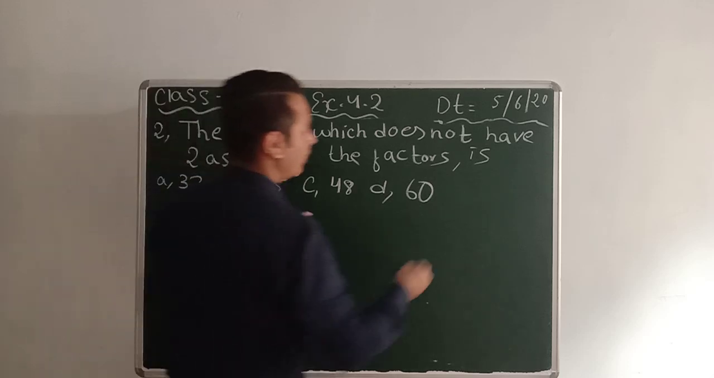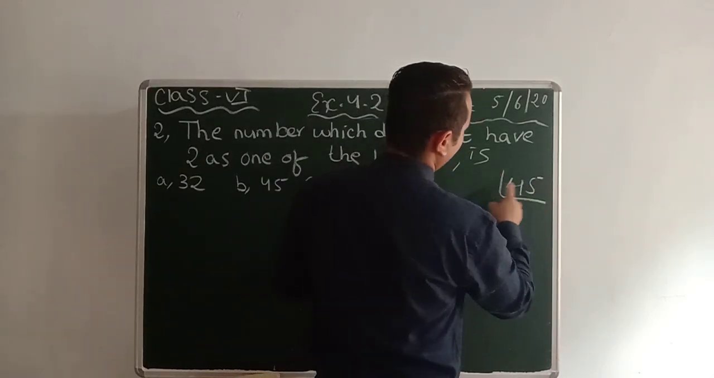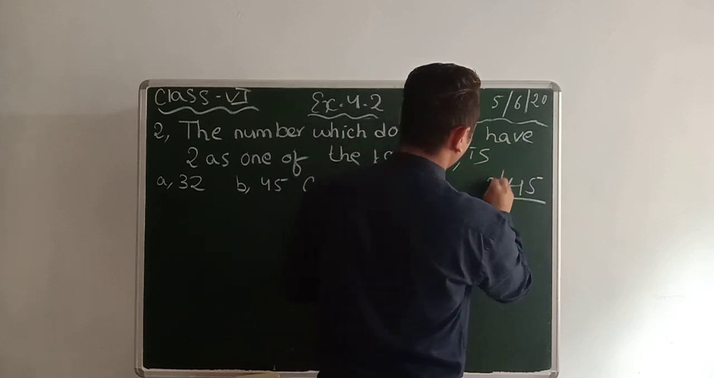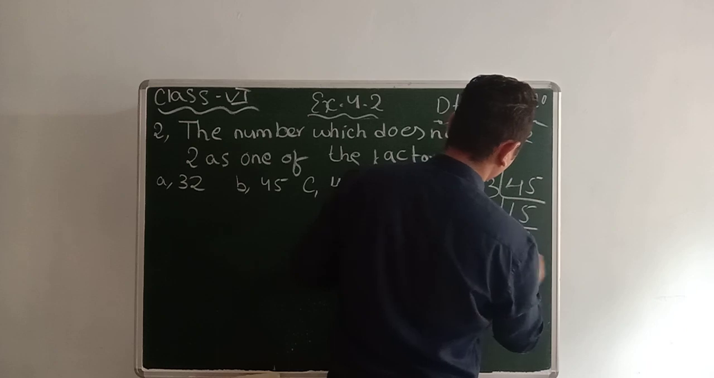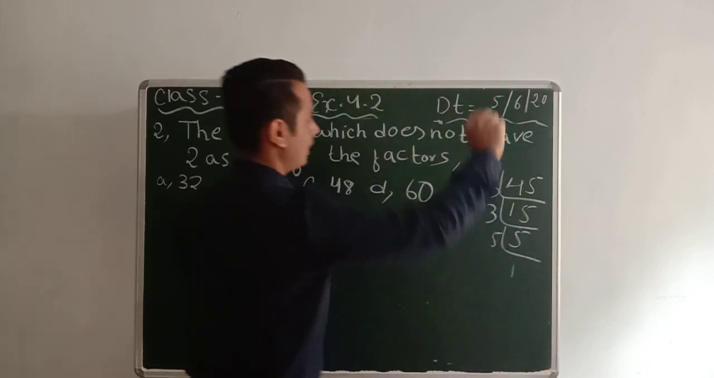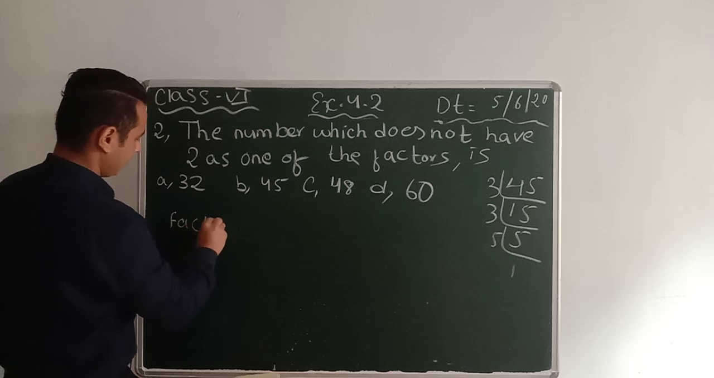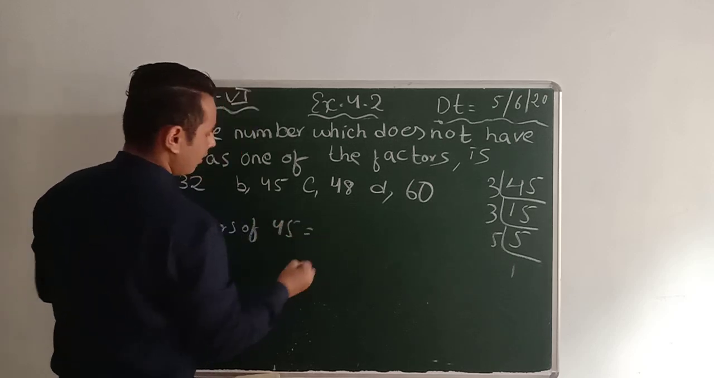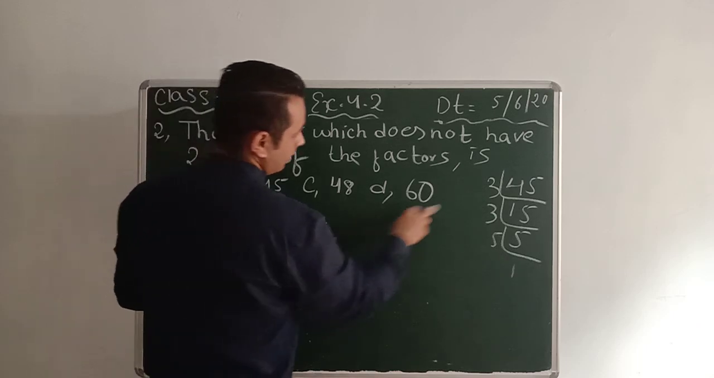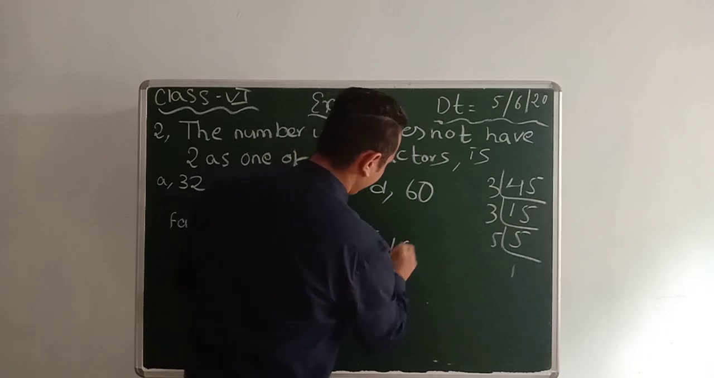So number B, 45. 2 will not go to 45, directly 3. 3 15s are 45, 3 5s are 15, 5 1s are 5. That means factors of 45. Factors of 45: 1 will be the factor, and 3, 5 and 15.